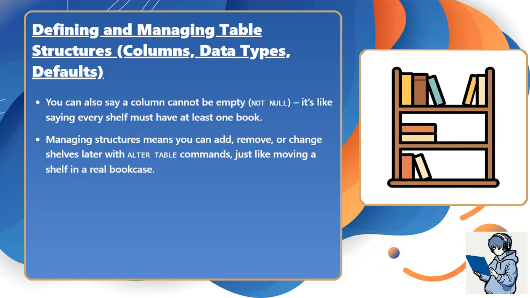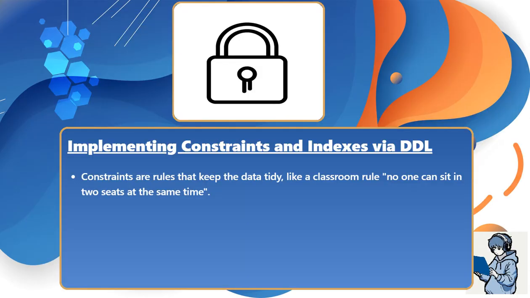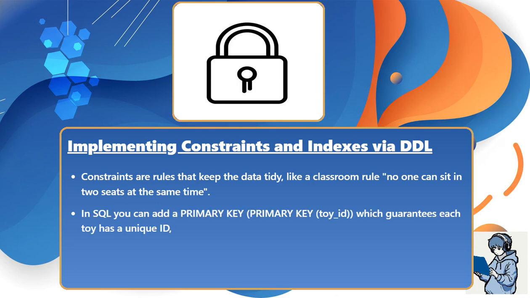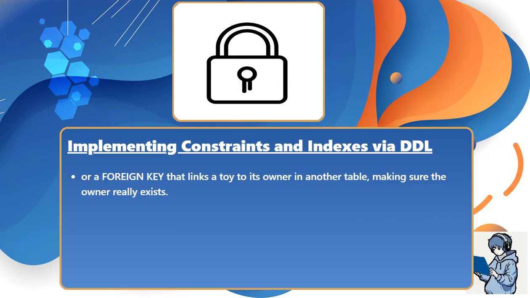Constraints are rules that keep the data tidy, like a classroom rule: no one can sit in two seats at the same time. In SQL, you can add a primary key, which guarantees each toy has a unique ID. A unique constraint, so two toys cannot have the same name. Or a foreign key that links a toy to its owner in another table, making sure the owner really exists.